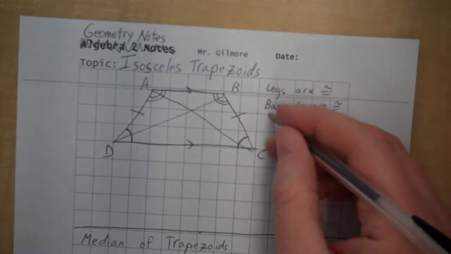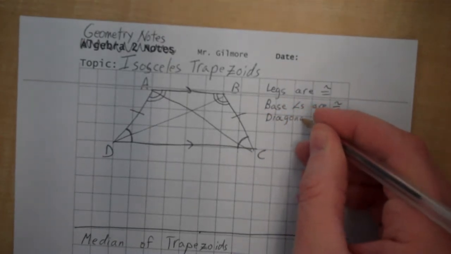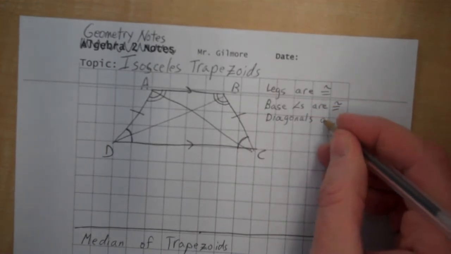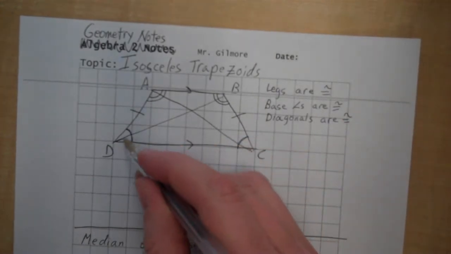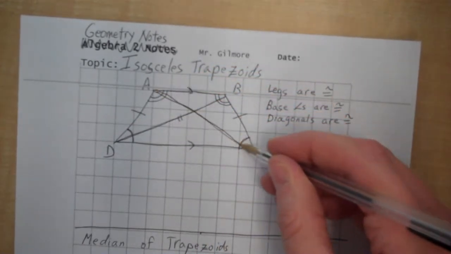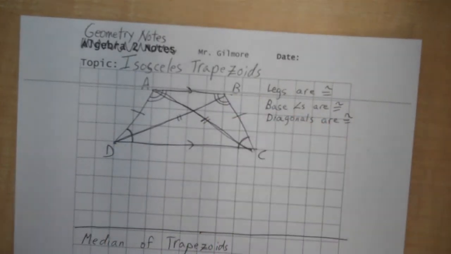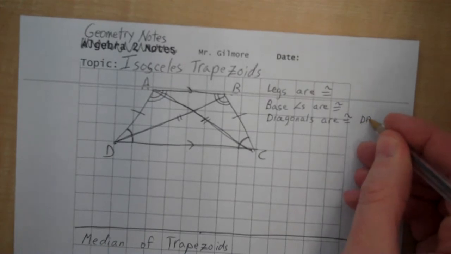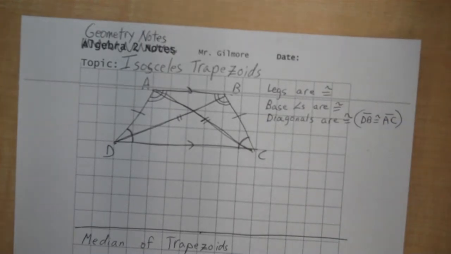The third thing that is congruent in isosceles trapezoids are the diagonals. So AB is congruent. I'm sorry, I said AB. DB is congruent to AC. Let me write that. For our specific example, DB is congruent to AC. Those two diagonals are congruent. So those are the three things to know.